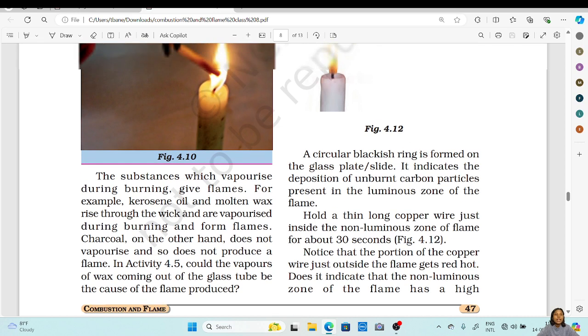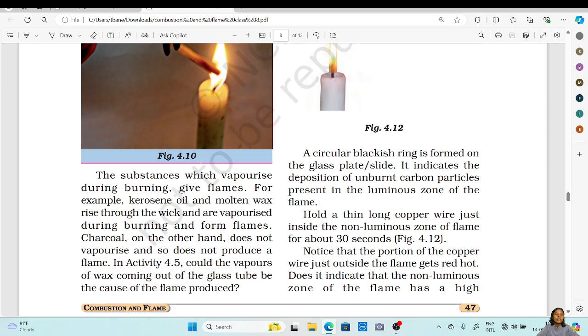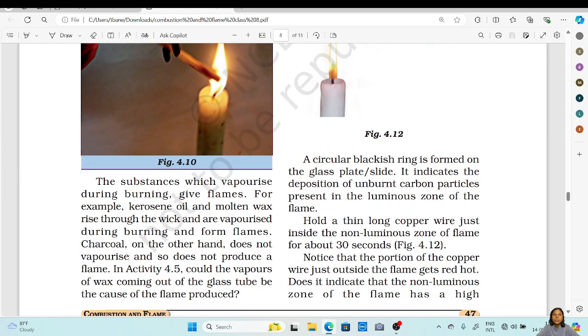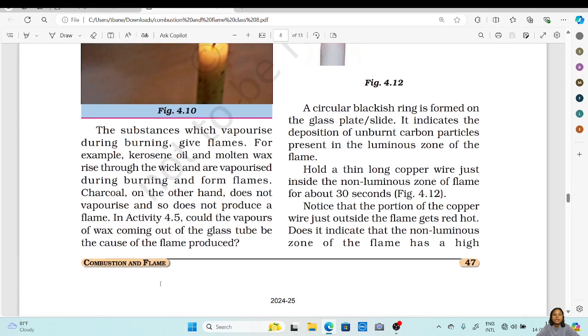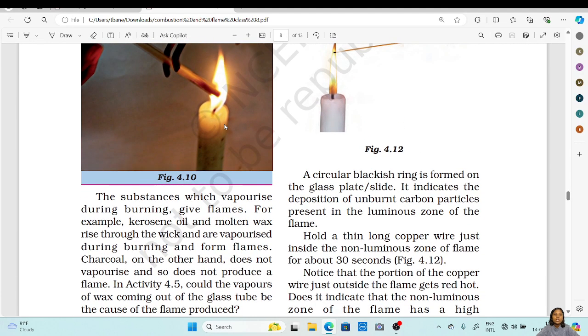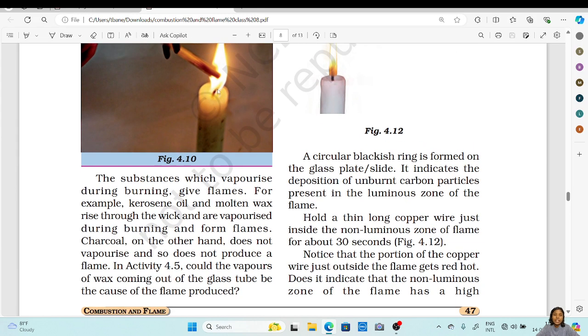When we notice, there's a difference when you burn charcoal and when you burn a candle. When you burn charcoal, you won't see any flame, but you can see the substance being heated. You can see the redness in the substance, which indicates that it is hot and burning. Whereas in the candle, we can clearly see the flame that is produced. This is because the candle is getting vaporized and therefore there is production of this flame. Whereas in charcoal, there is no such vaporization occurring. Therefore, there is no flame that we see.